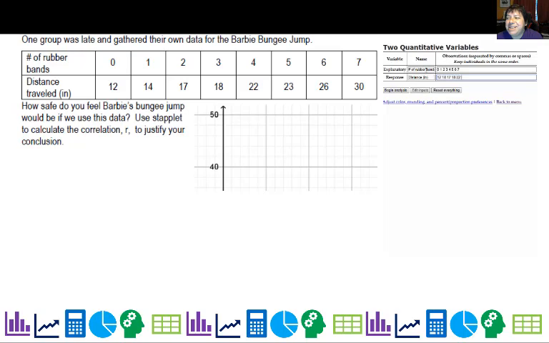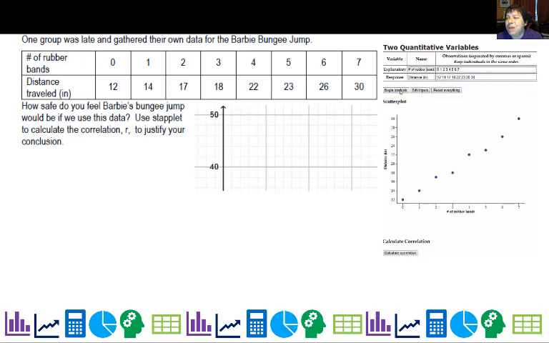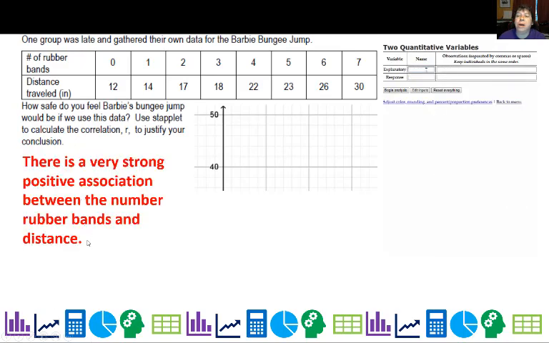Finishing entering the data. And then we're going to click Begin Analysis when it's done. So here we go. And you can see right below it, there's one thing called Calculate Correlation. So we can see that there's a very strong positive association between the number of rubber bands and the distance. And it shows because the correlation is 0.992. So this is positive and strong.